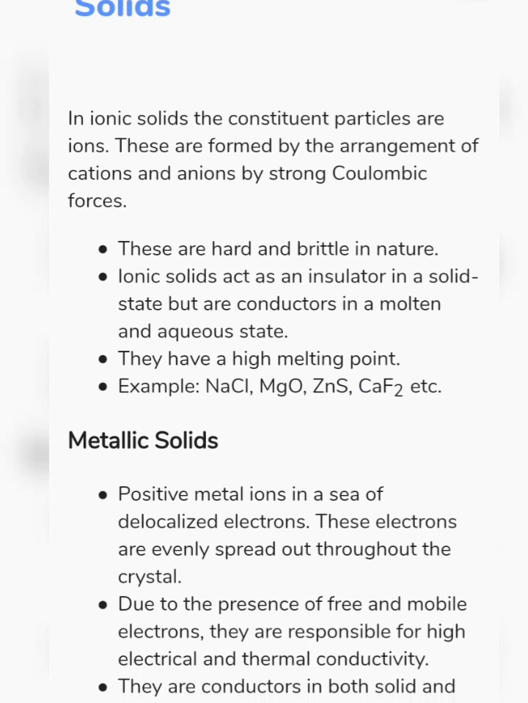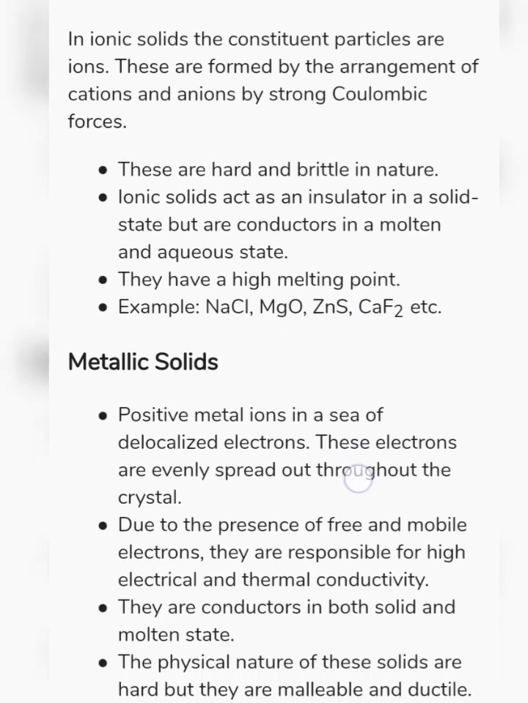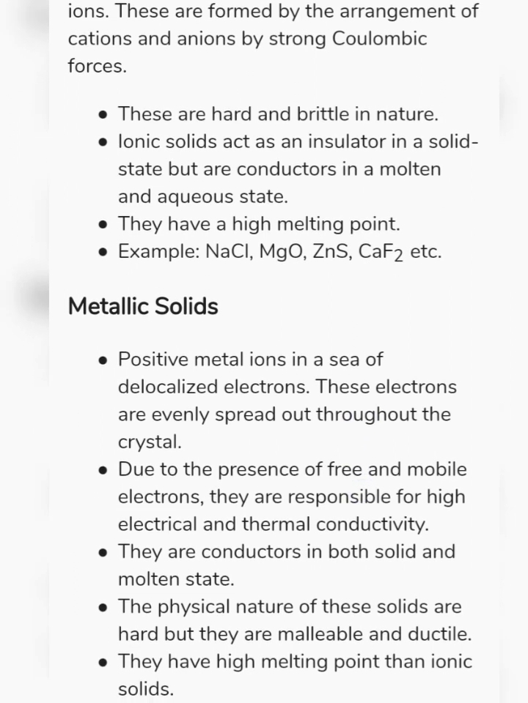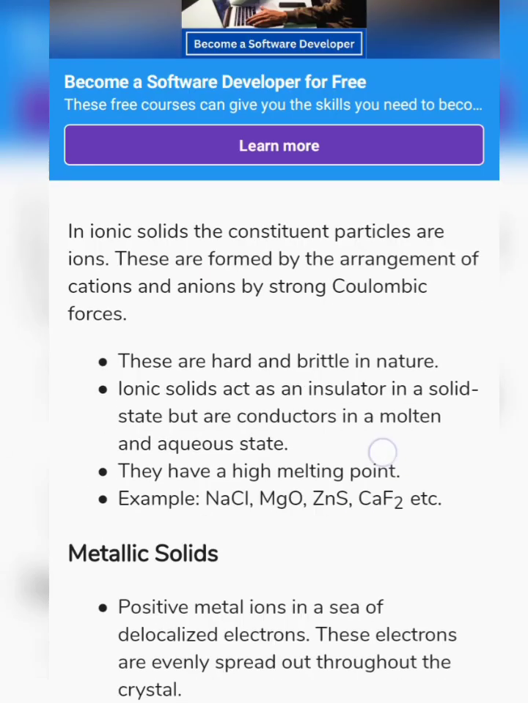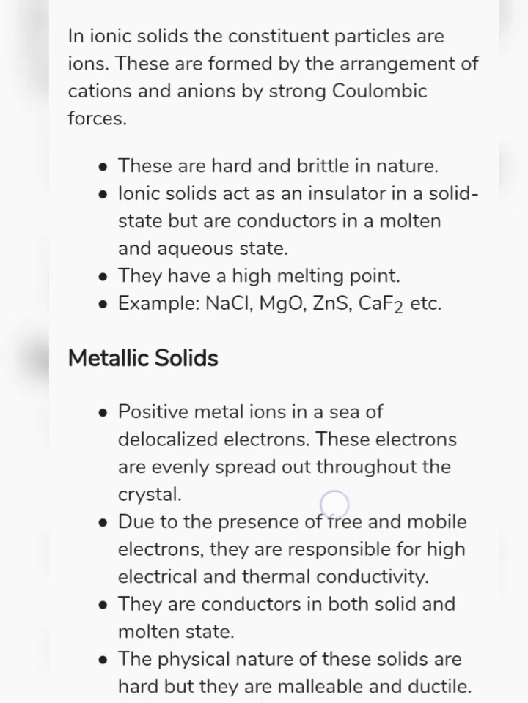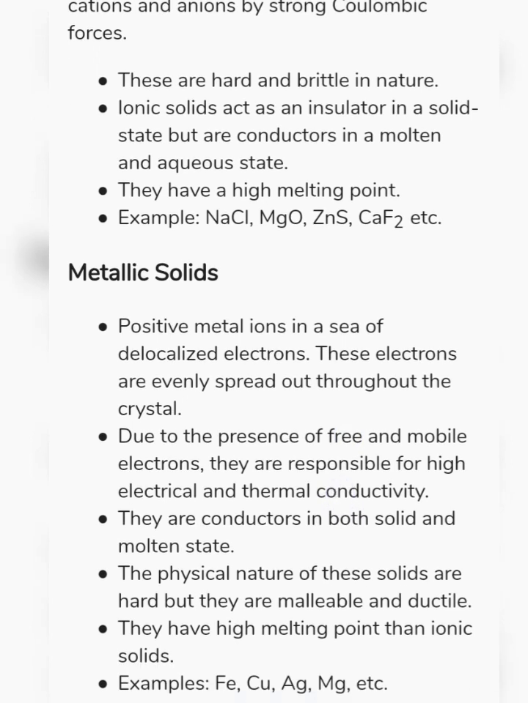Ionic and metallic solids. In an ionic solid, the constituent particles are ions. These are formed by the arrangement of cations and anions held by strong Coulombic forces. These are hard and brittle in nature. Ionic solids act as insulators in the solid state but are conductors in the molten and aqueous states. They have a high melting point. Examples: NaCl, MgO, ZnS, CaF2, etc.